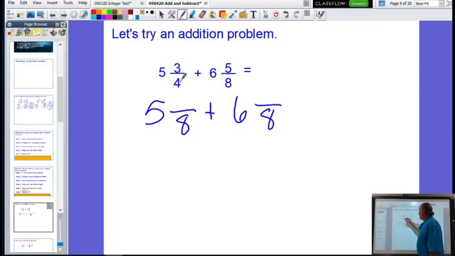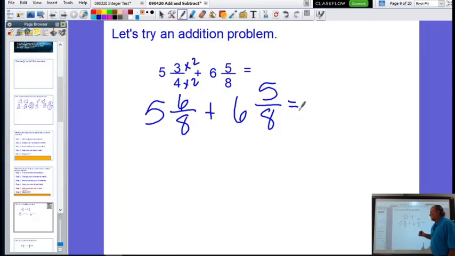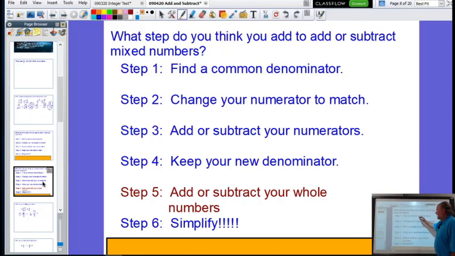Okay, so now how did I go from the 4 to 8? Times 2. So I do the same thing to the 3 and get 6. What did I do to this 8 to turn it to an 8? Absolutely nothing. So don't do anything to the 5. Okay, and so now our fractions are the same size. So we changed our denominator, we found a common denominator. We changed our numerator to match.